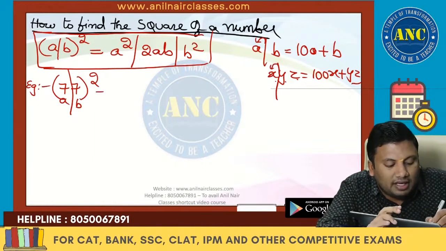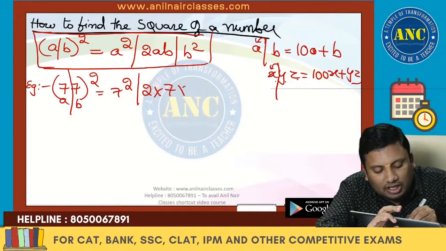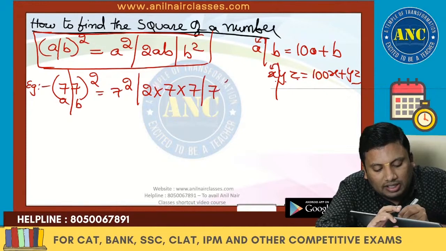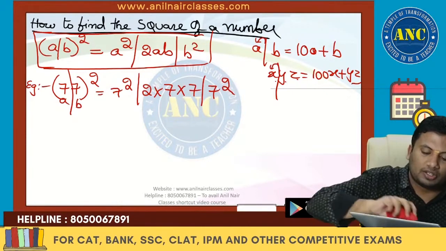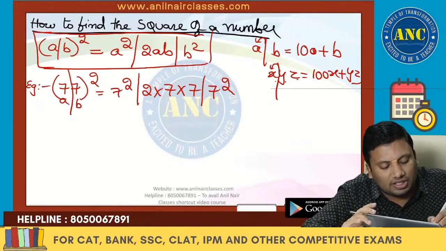a is 7, b is 7. First is a square, next is 2ab, and next is b square. (a plus b) whole square. Elementary concepts up to higher level questions we will discuss.